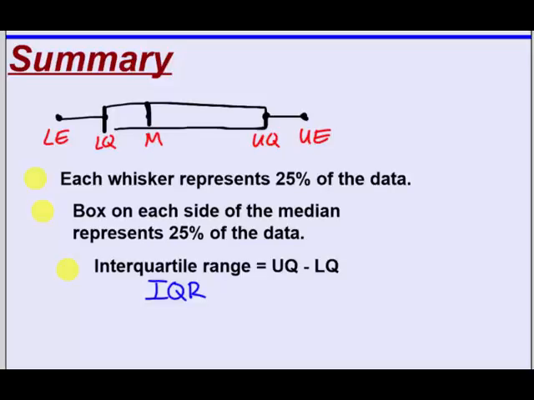And then the last vocab word was your interquartile range here. Upper quartile minus the lower quartile. It's the range of the quartiles.